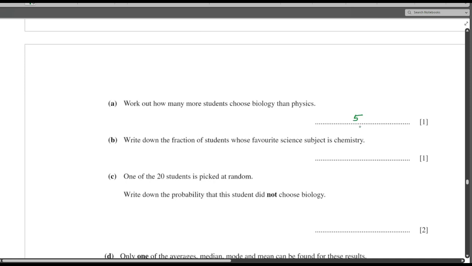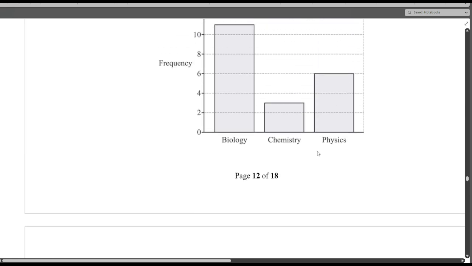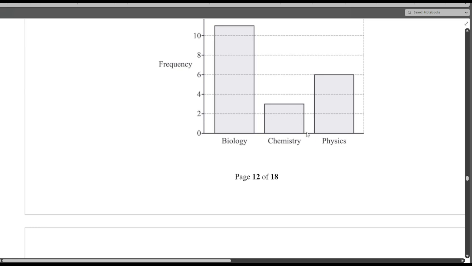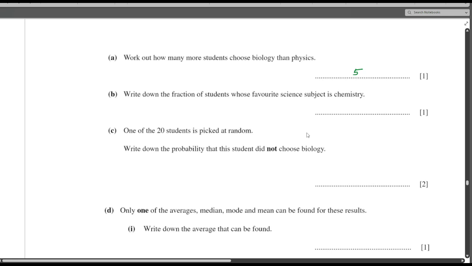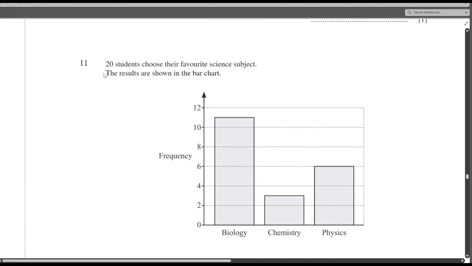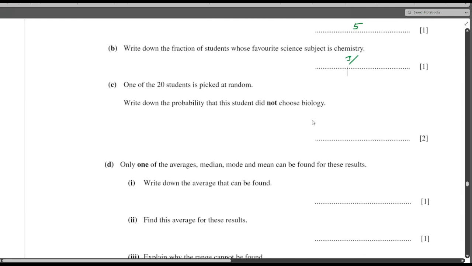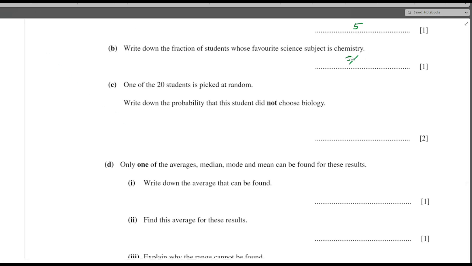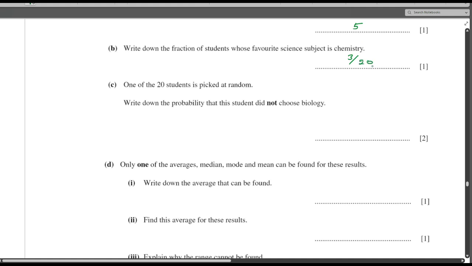Write down the fraction of students whose favorite science subject is chemistry. So here 3 out of total students, how much? So 3 divided by, now total number of students here it is 11 plus 3, that is 14, 14 plus 6, 20. Okay, here it is given 20 students, right? So this is 3 divided by 20.